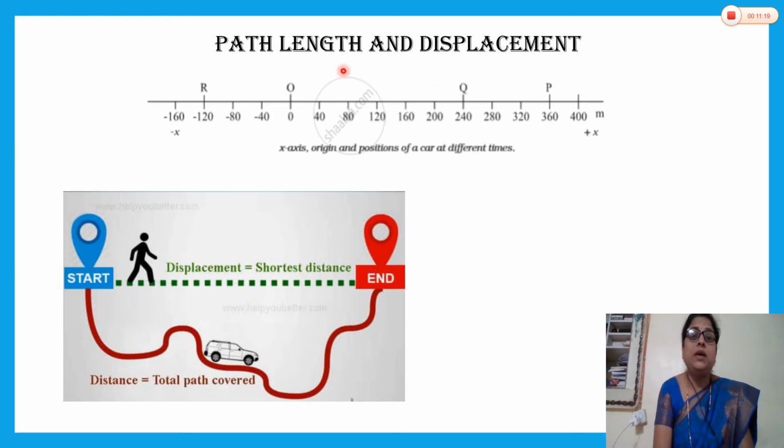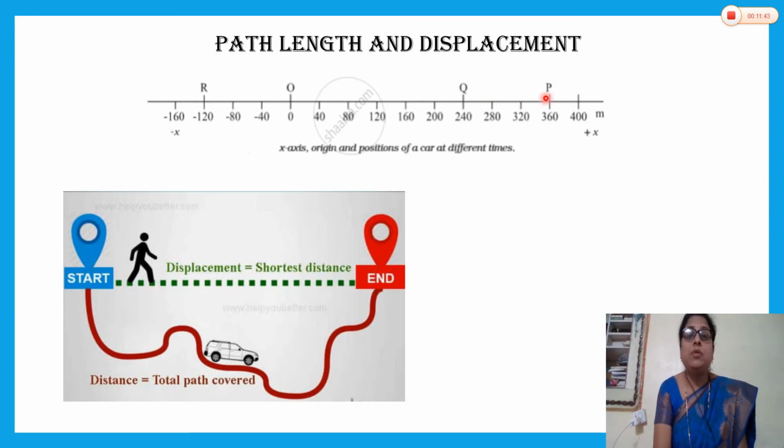Now see here, if your object moves from O to P, the displacement and distance, that is the path length, both are again 360 meter, because the object is moving in the same line. It will not change its direction. In that case, the displacement and path length will be same.